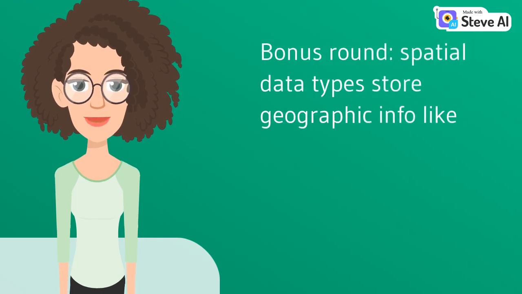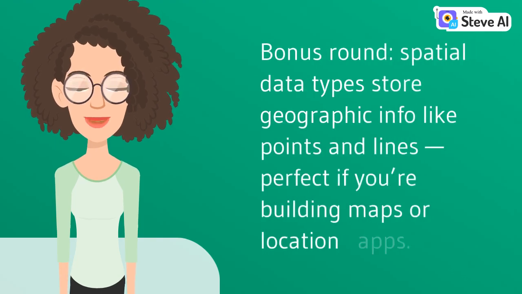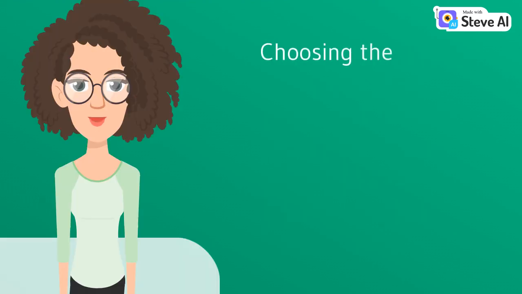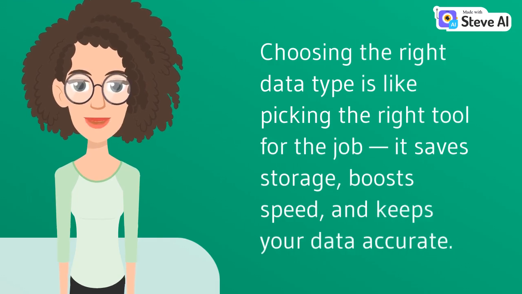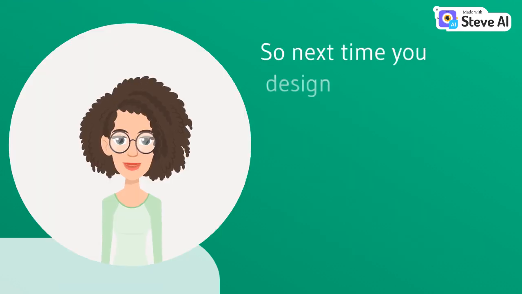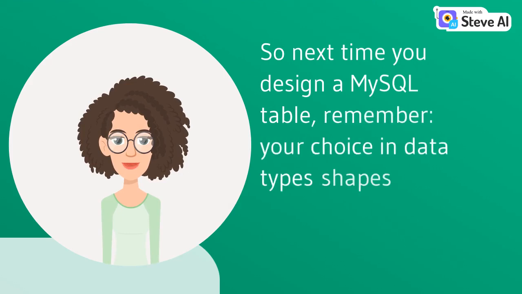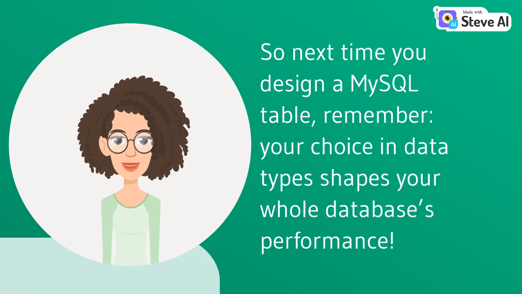Bonus round. Spatial data types store geographic info like points and lines. Perfect if you're building maps or location apps. Choosing the right data type is like picking the right tool for the job. It saves storage, boosts speed, and keeps your data accurate. So next time you design a MySQL table, remember, your choice in data types shapes your whole database's performance.